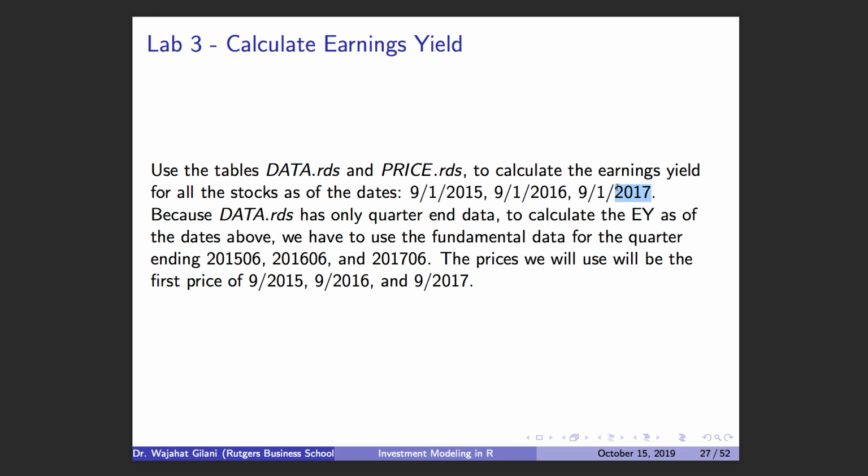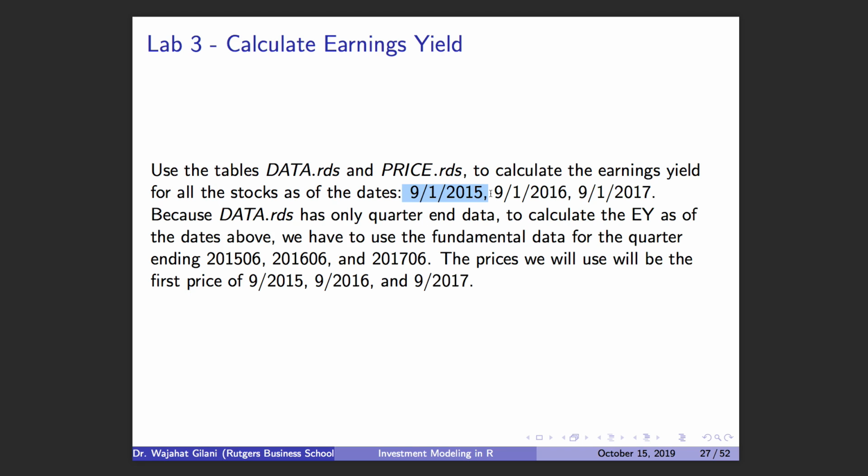Why did I choose those dates? Well, because I want you guys now to use earnings yield to basically pick stocks, which is kind of a bad idea, but we're going to do it anyway, to make some sort of simple selection model to pick stocks. And we're doing it for these dates because I'm trying to mimic our Lab 1 and Lab 2, where we were buying stocks at the beginning of September of 2015, 2016, 2017.